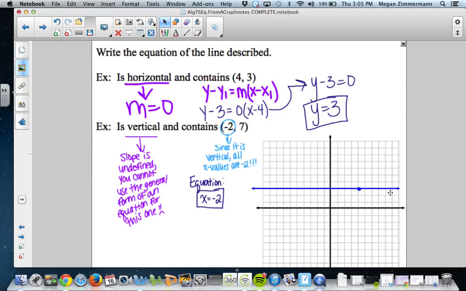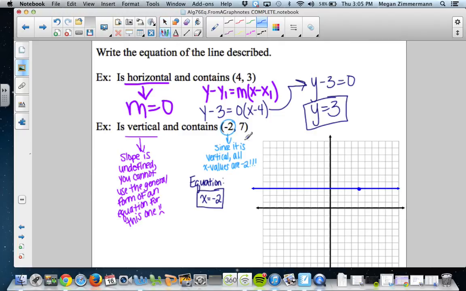Now the vertical line. So we have a vertical line and it contains the point -2, 7. So we know that for vertical lines the slope is undefined. So you can't use point slope or slope-intercept form because you can't substitute anything in for the slope. So this is actually a special type of equation. We have a special way of writing this.